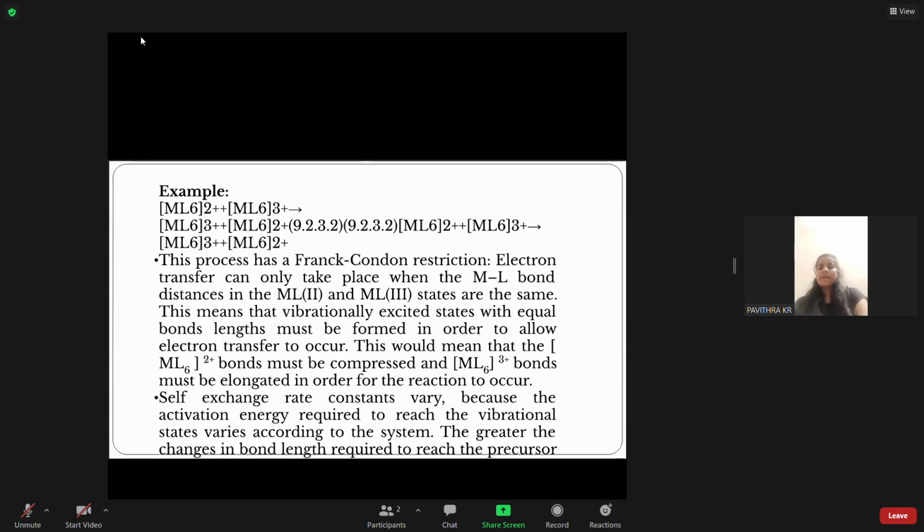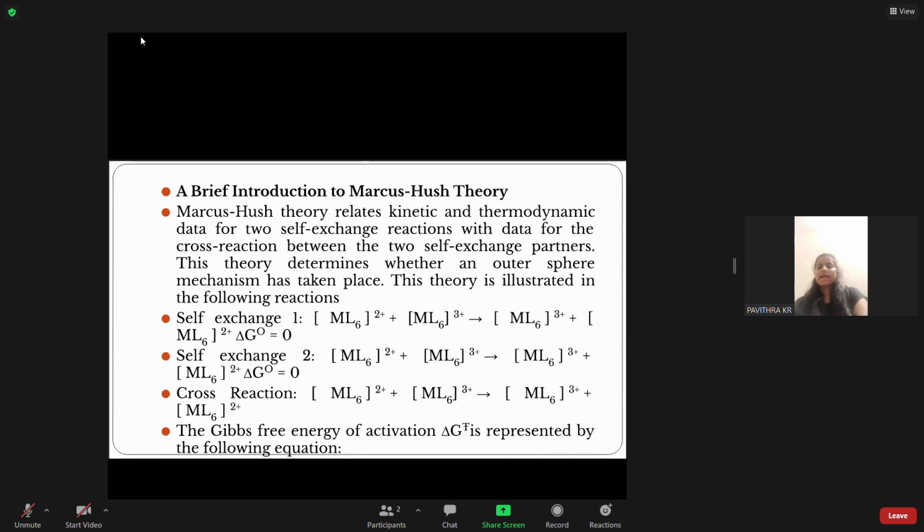Here are some examples. Then a brief introduction to Marcus theory. Marcus theory relates kinetic and thermodynamic data for the two self-exchange reactions with data for the cross reactions between two self-exchange partners. This theory determines whether an outer sphere mechanism has taken place. This theory is illustrated in the following reactions, that is self-exchange and cross reactions.